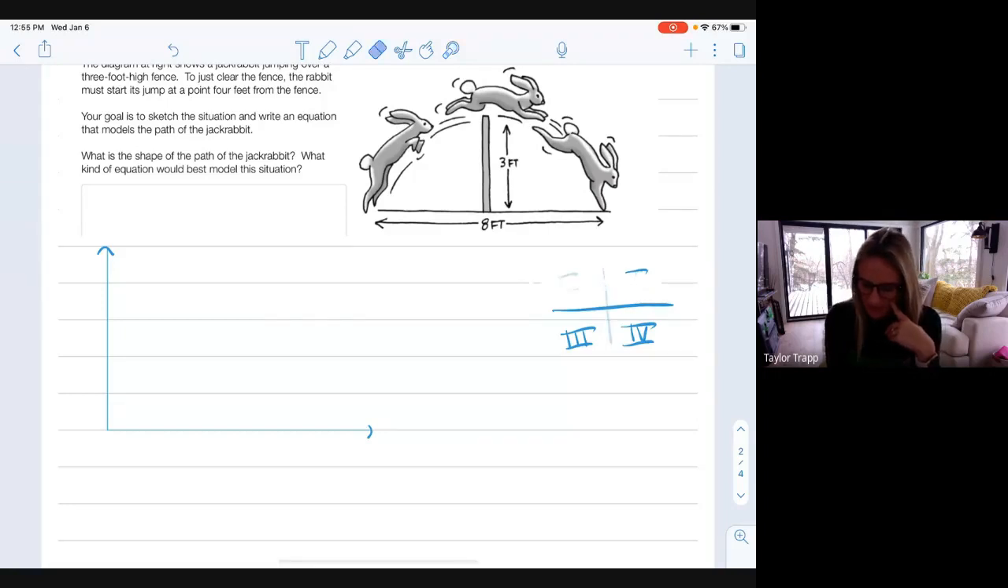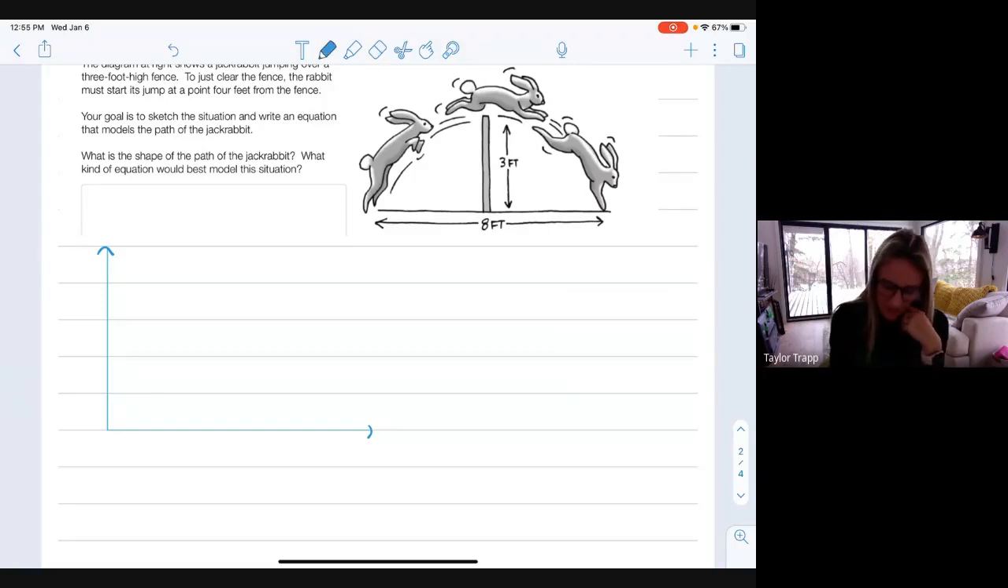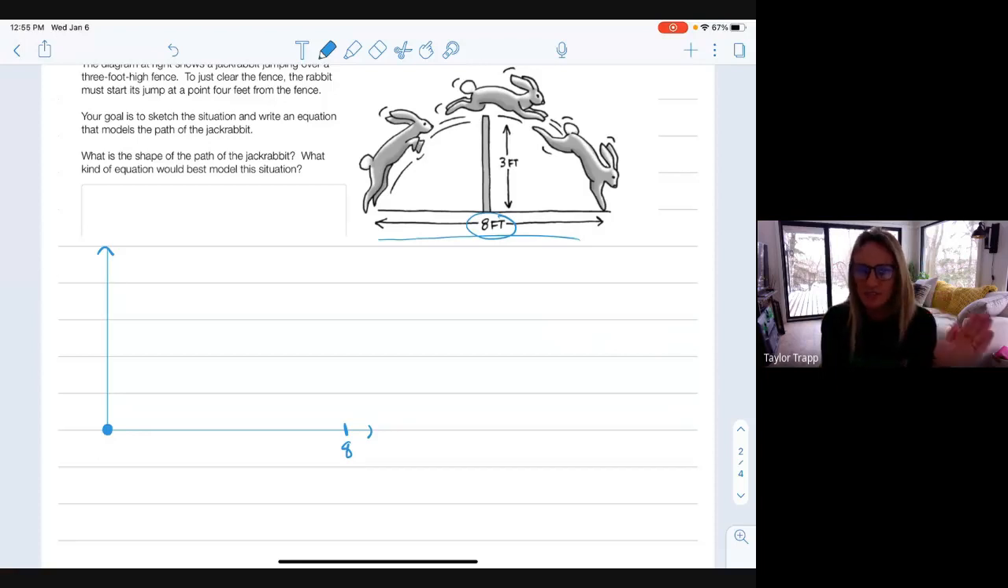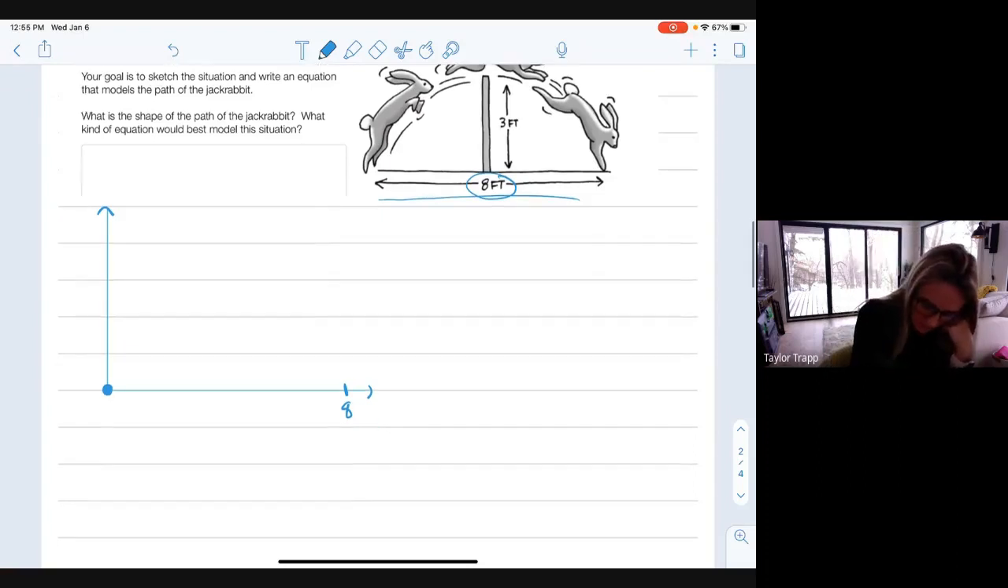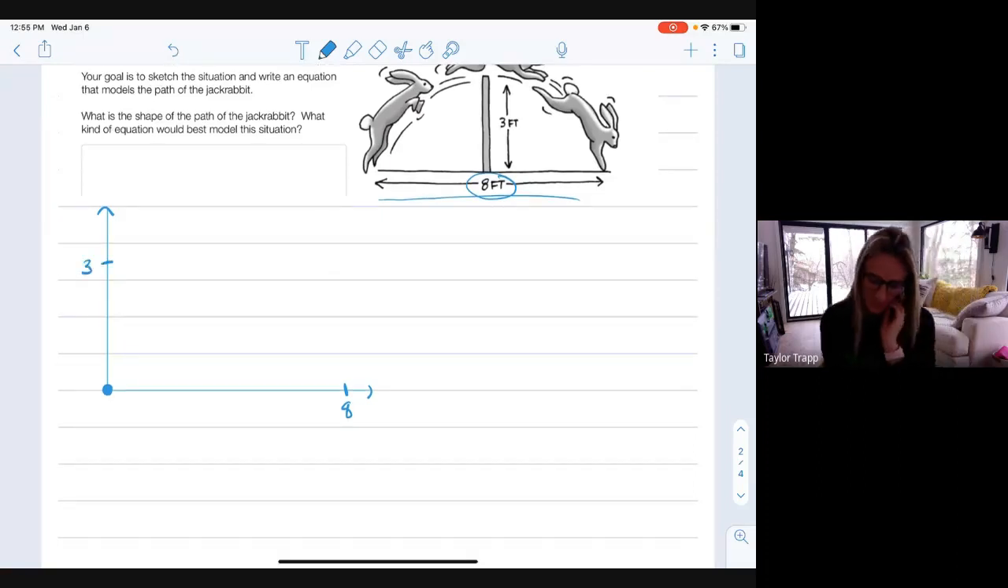All right, so now let's draw it. So we've got our rabbit, and the rabbit's going to start at 0, 0. And it says that the rabbit jumps, and what I can see is the rabbit jumps a total of 8 feet. So I'm going to draw an 8 here. Now my vertical distance, what's the highest point that the rabbit has to jump? Well, that's 3 feet. So I'm going to put a 3 here. Okay.